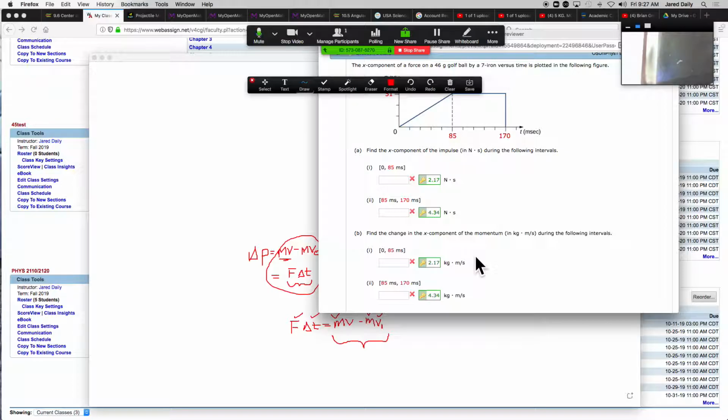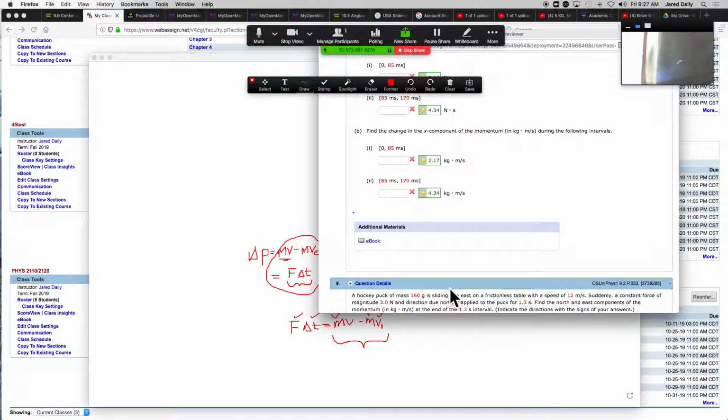And then they ask for the change in momentum. Well, the change in momentum is the same as the impulse. So the answers are the same in part B.